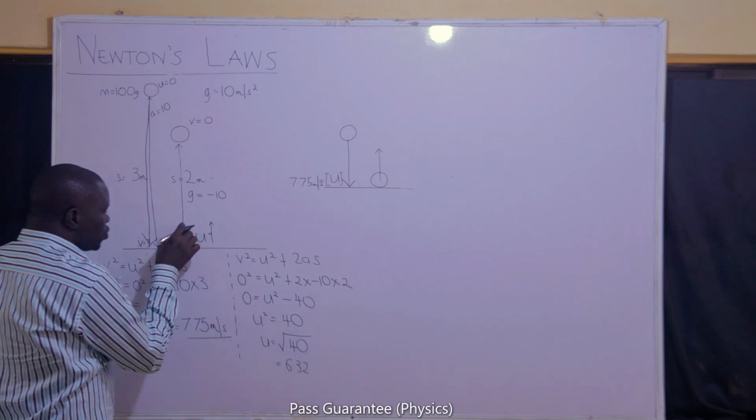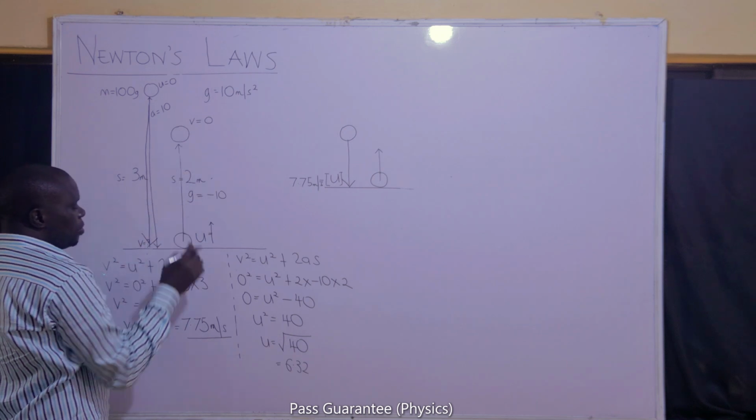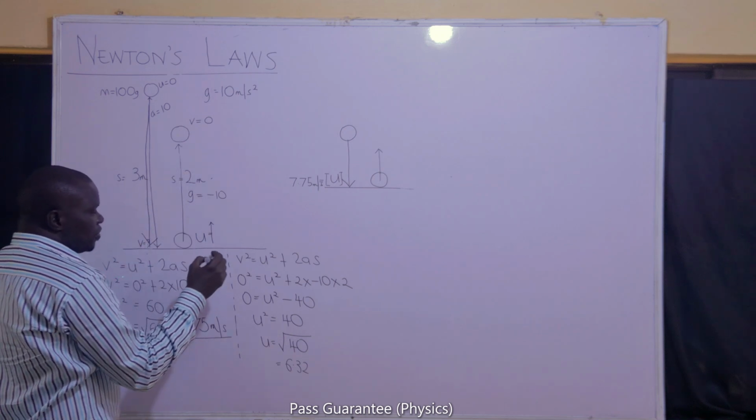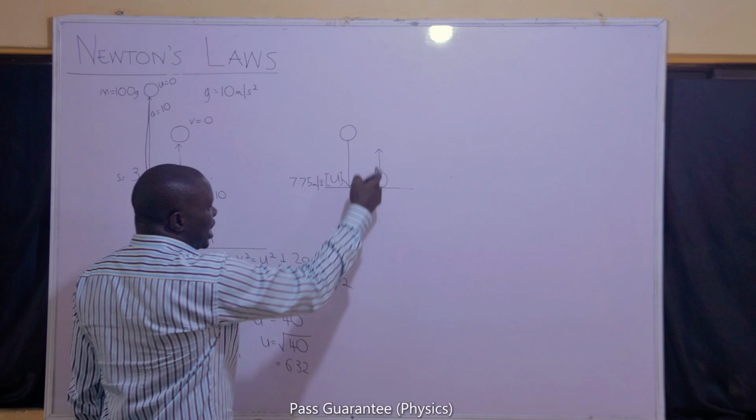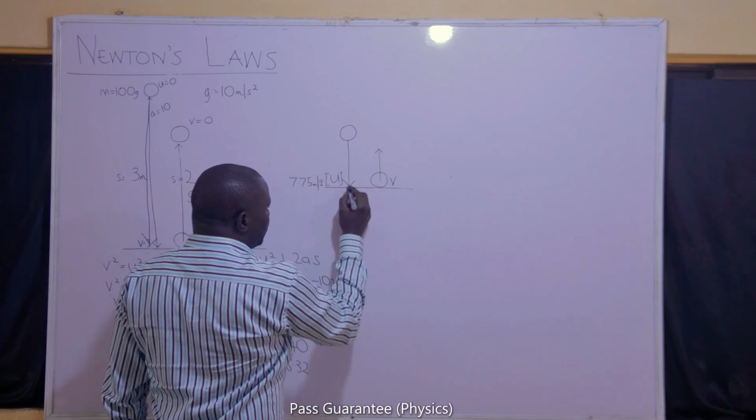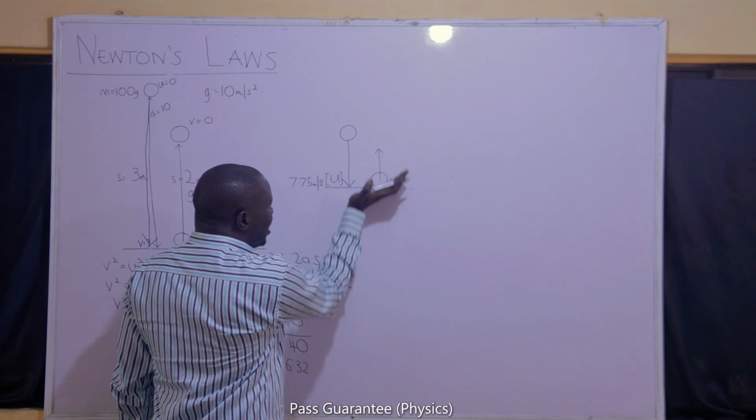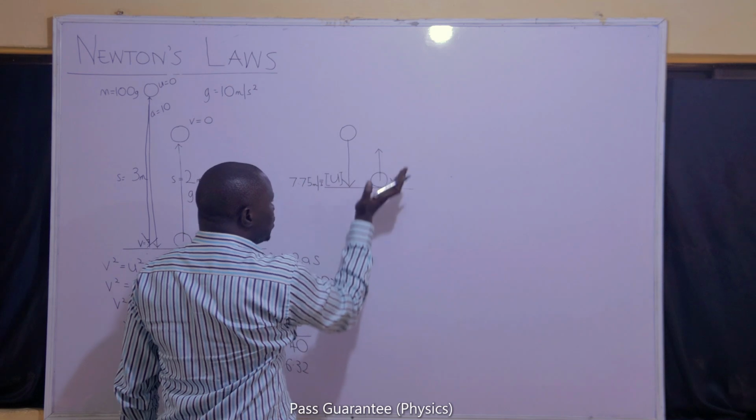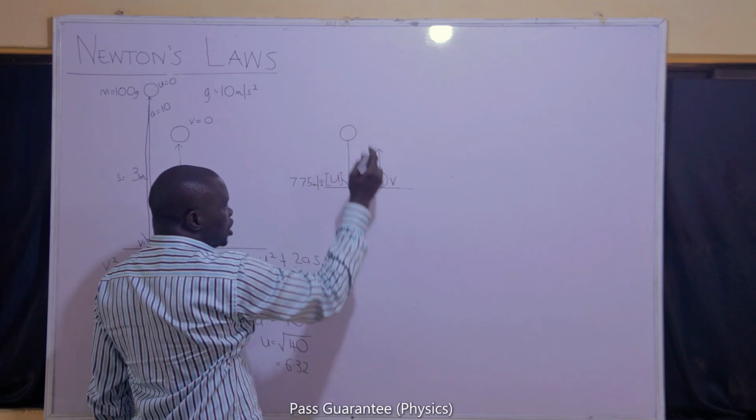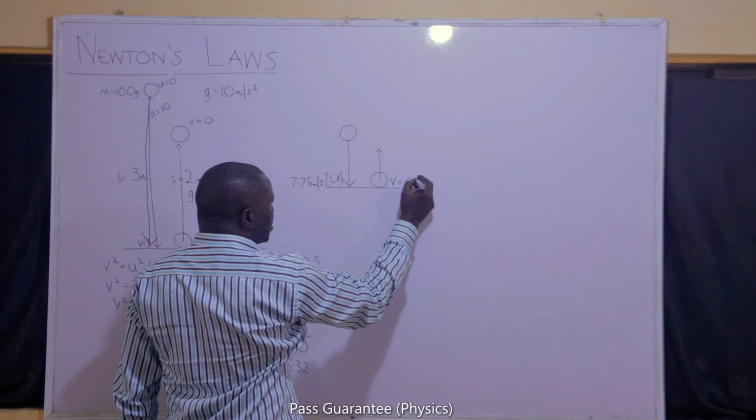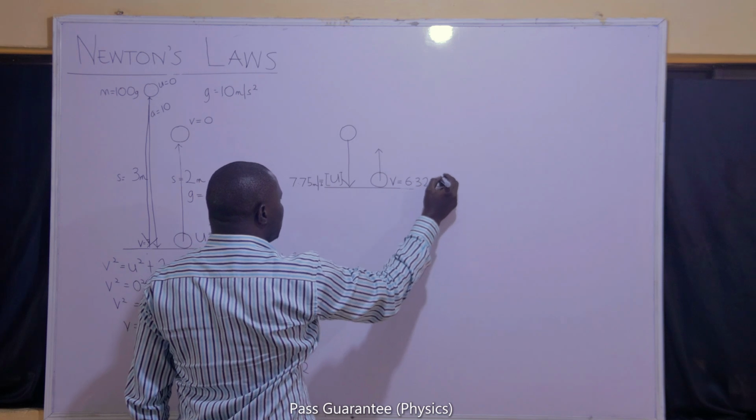That is the velocity with which this object took off for the rebound. Of course, that has to be the final velocity after impact, because it was after impact that it took off. So if it took off with a velocity of 6.32, it means the final velocity after impact is 6.32 meters per second.